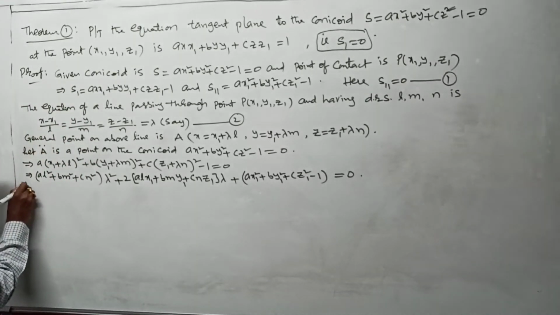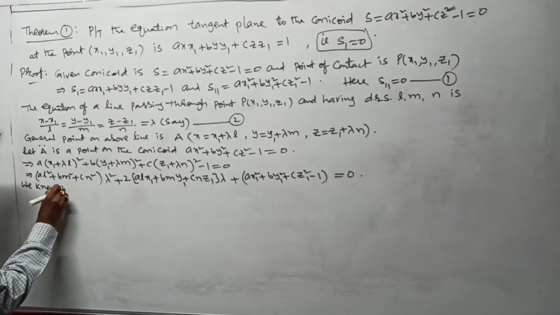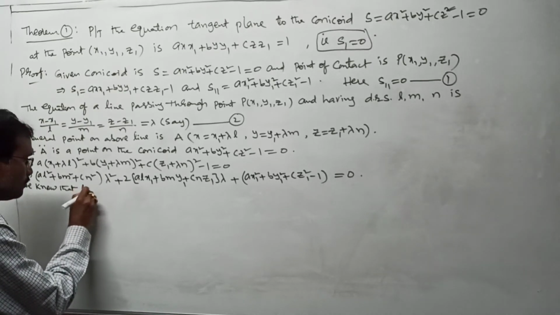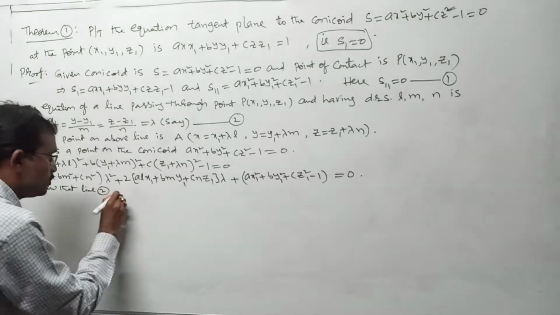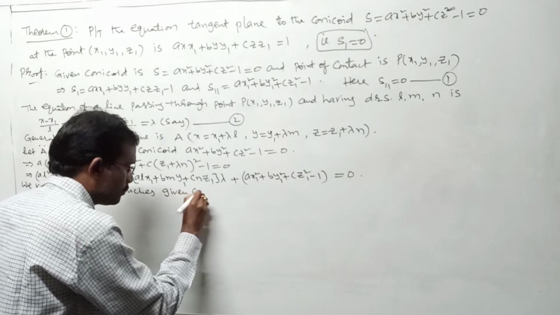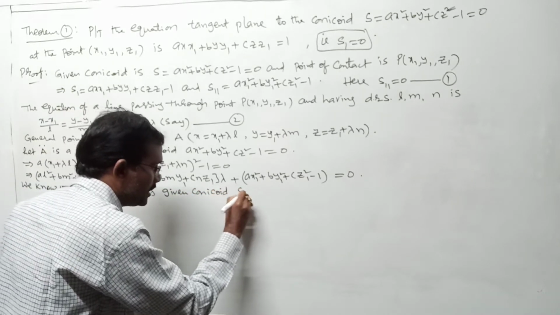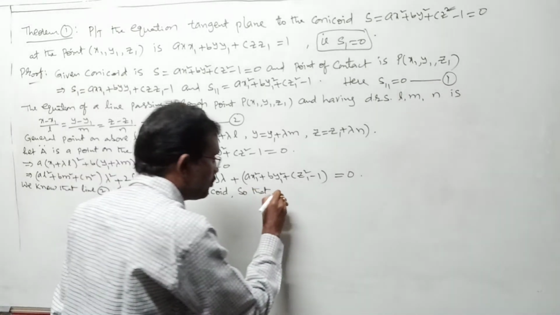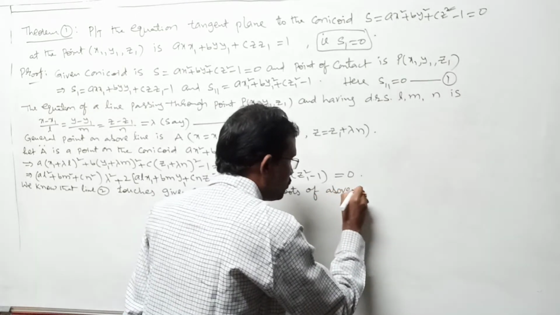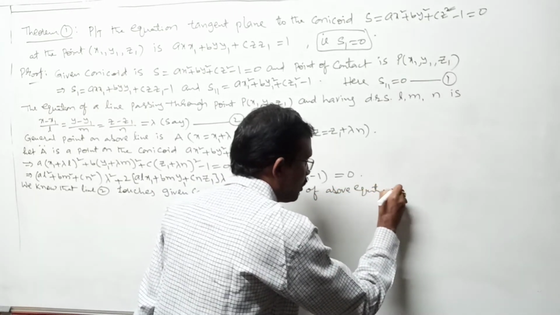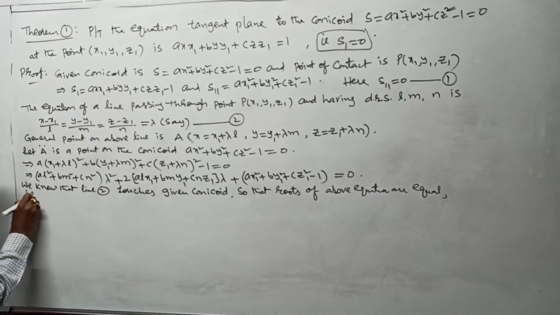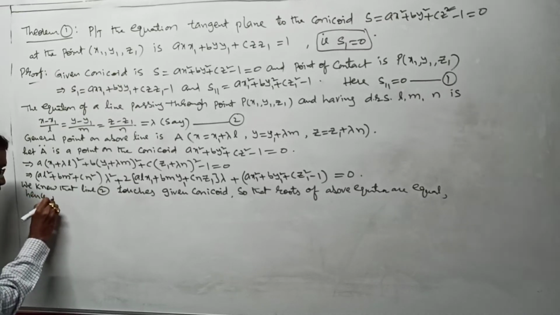We know that the line, equation 2, touches the given conicoid, so that the roots of the above equation are equal, hence its discriminant becomes 0.